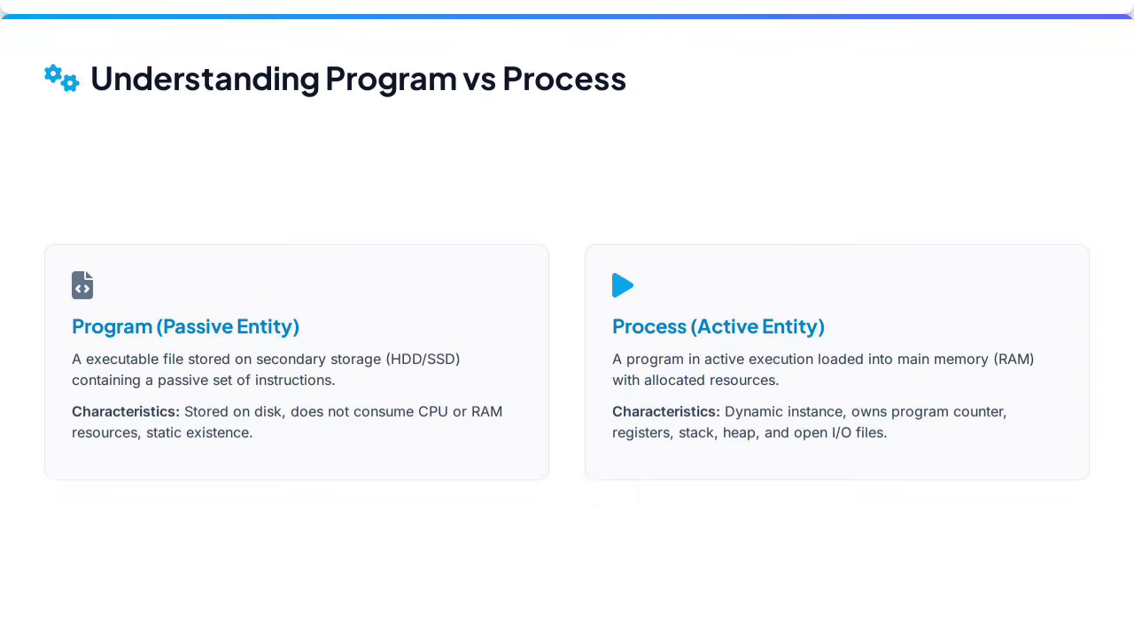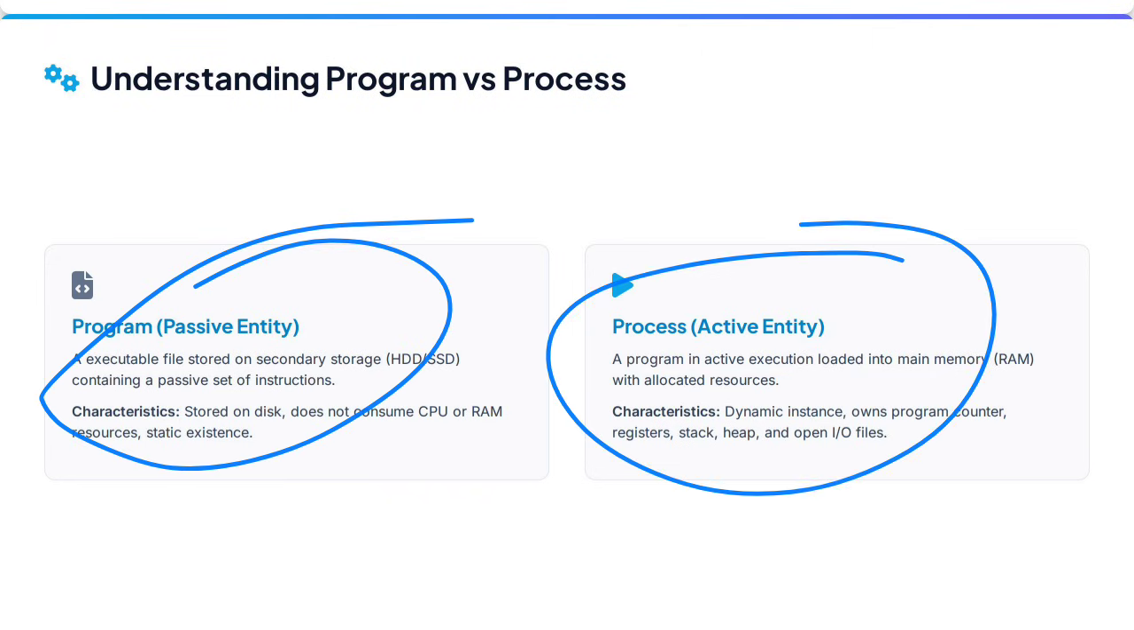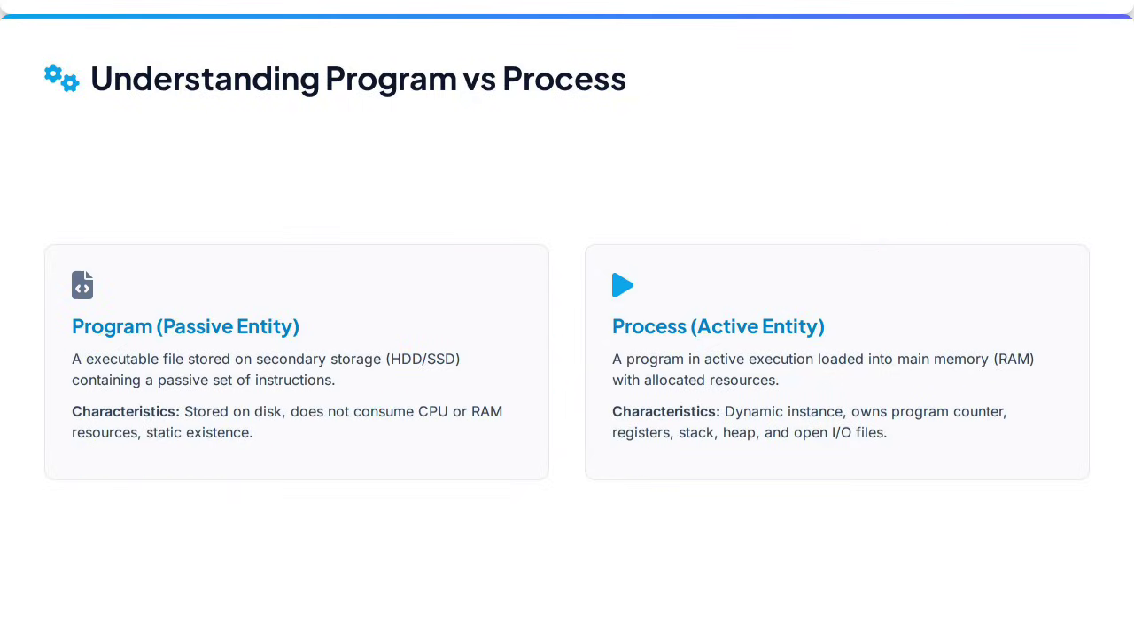Okay. First, understanding a program versus a process. A program is stored on disk; it is just a program. When it starts running, it becomes a process. A process is an active entity, whereas a program is a passive entity: an executable file stored in secondary storage, containing the instructions.